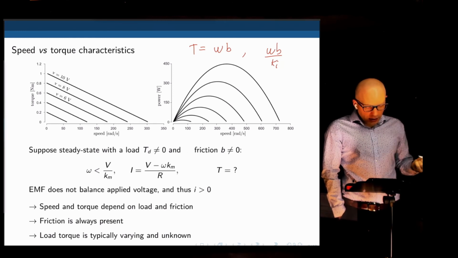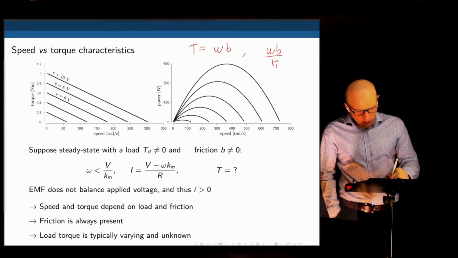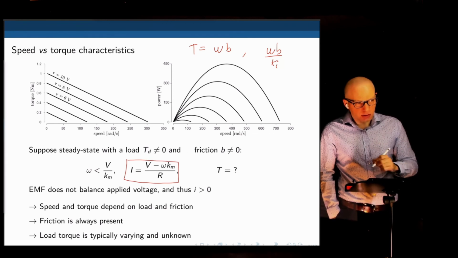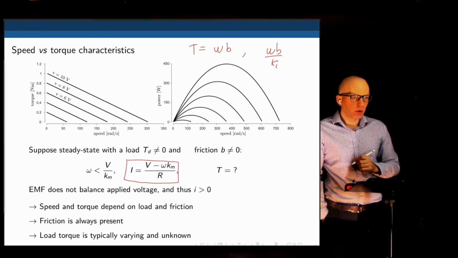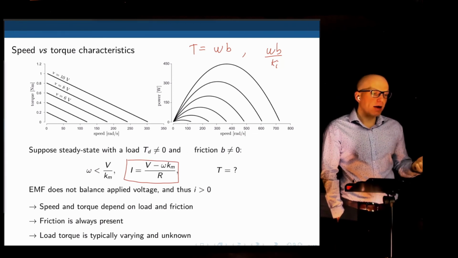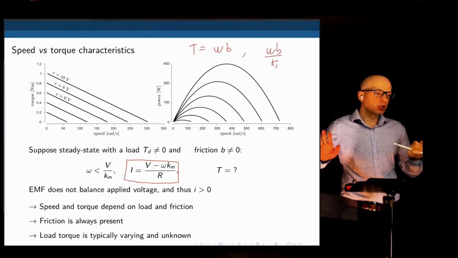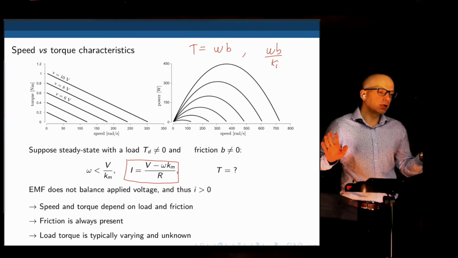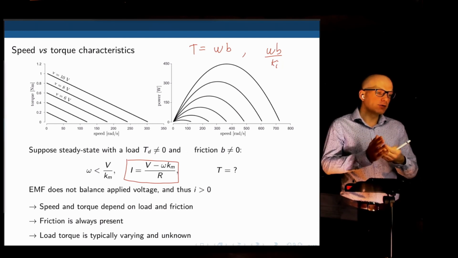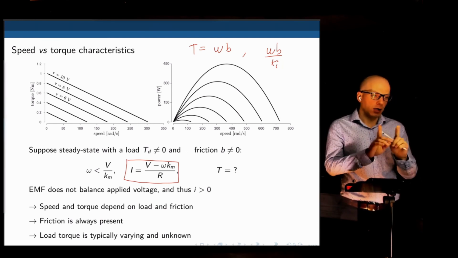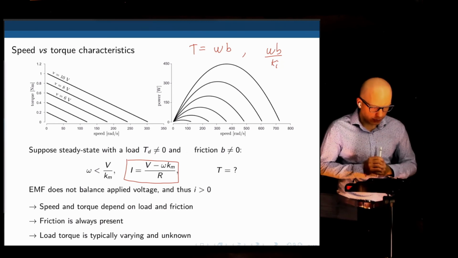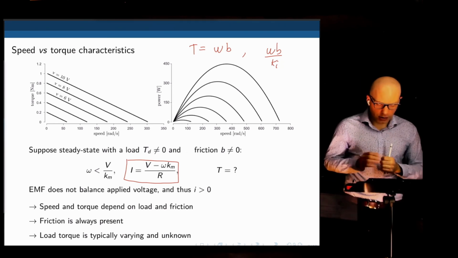If there is a current, then this equation here is no longer zero, which means that the back EMF no longer balances the applied voltage. The applied voltage is slightly greater than the back EMF, and that discrepancy generates, divided by R, the current in the motor.